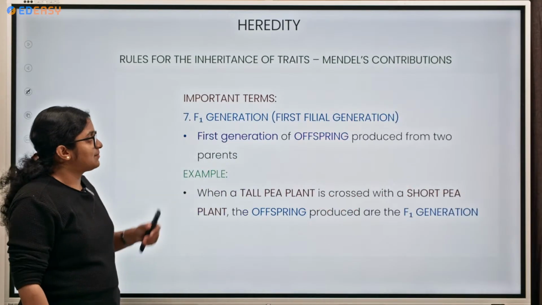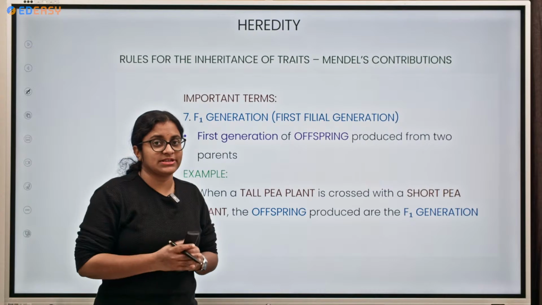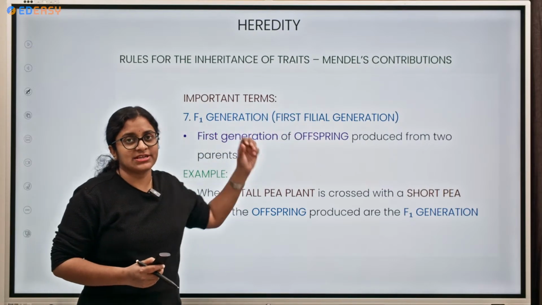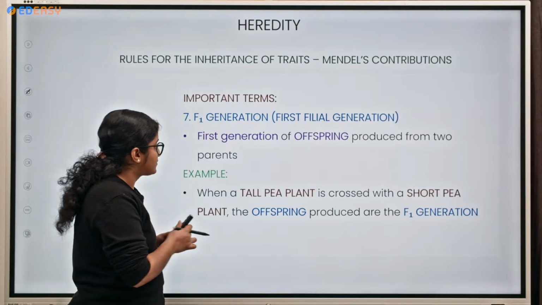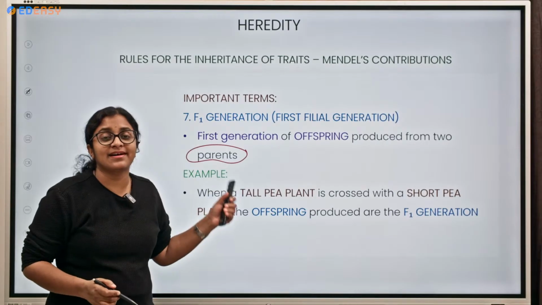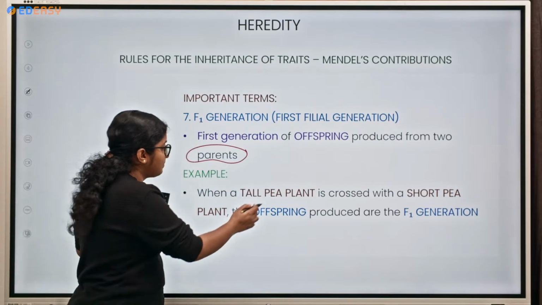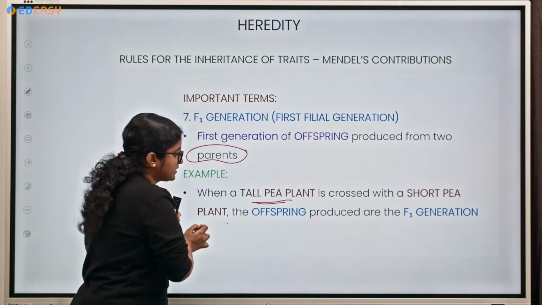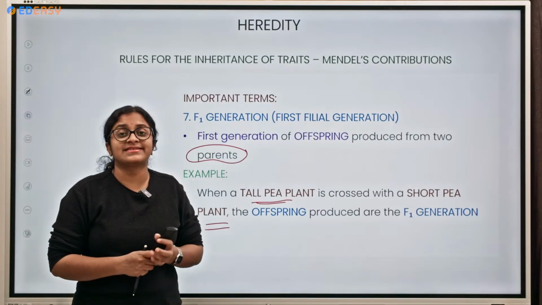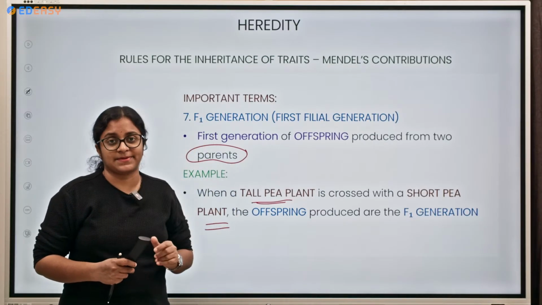Now we have some more important terms like the F1 generation and the F2 generation. F1 generation means first filial generation. So the first generation of offspring produced from the two parents is the F1 generation. Let's take the example of a tall pea plant being crossed with a short pea plant. The offspring produced is the F1 generation, meaning the first generation of the offspring.